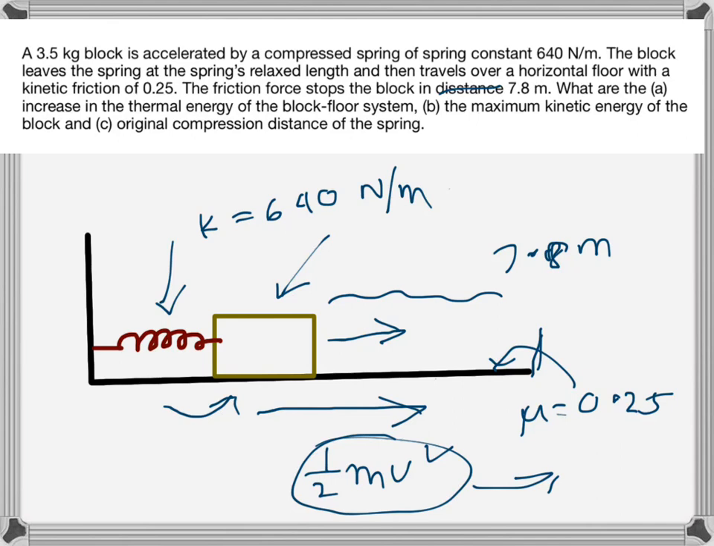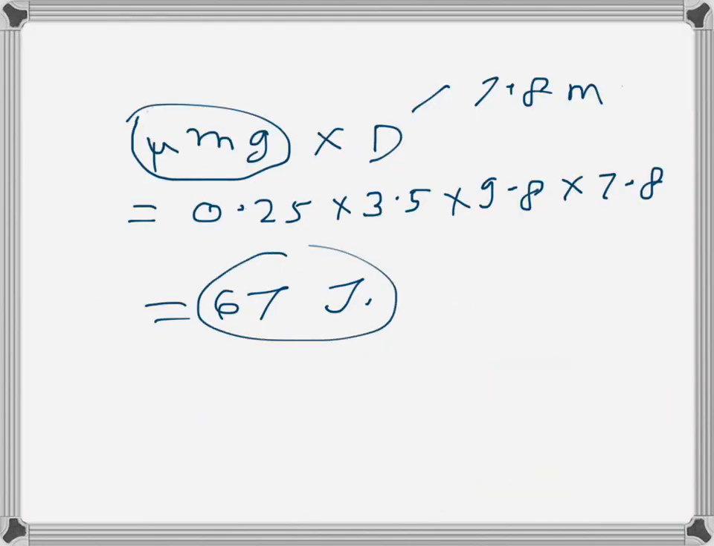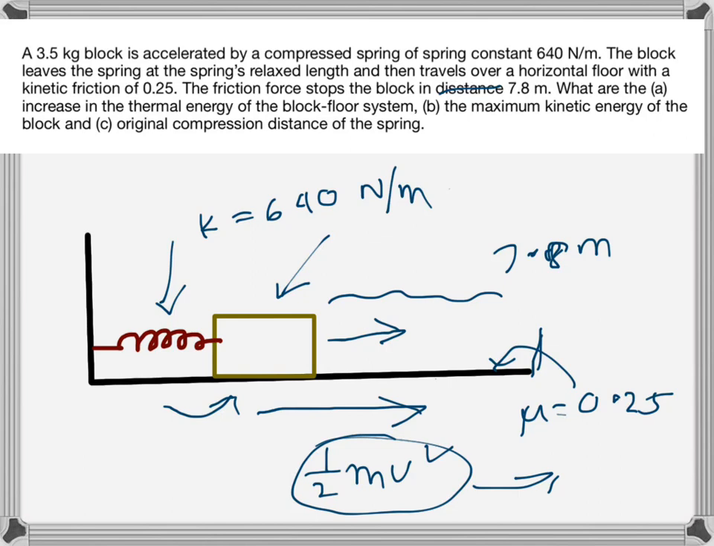The second part of the question is the maximum kinetic energy of the block. The maximum kinetic energy will also be this much. Initially this was the total kinetic energy, 67 joules, and finally when it stops, all that kinetic energy is converted into the thermal energy of the block and floor system. So that's how the energy is converted from one form to another: from the spring's potential energy into kinetic energy of the block, and finally thermal energy of the block and floor system. So the second part is just 67 joules.